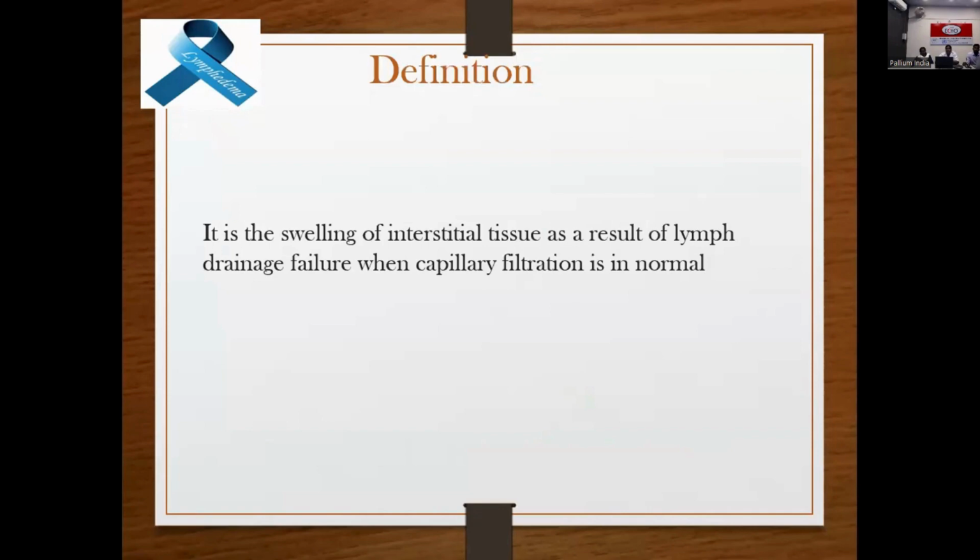What does lymphedema mean? It is a swelling of interstitial tissue as a result of lymph drainage failure when capillary filtration is normal. When capillary filtration, the process of producing fluid, takes place, the flow of lymphatic drainage is disturbed. Due to this, that fluid accumulates in the tissue. That is called lymphedema. That is nothing but lymph drainage failure when capillary filtration is normal, which causes the interstitial tissue swelling. That is called lymphedema.